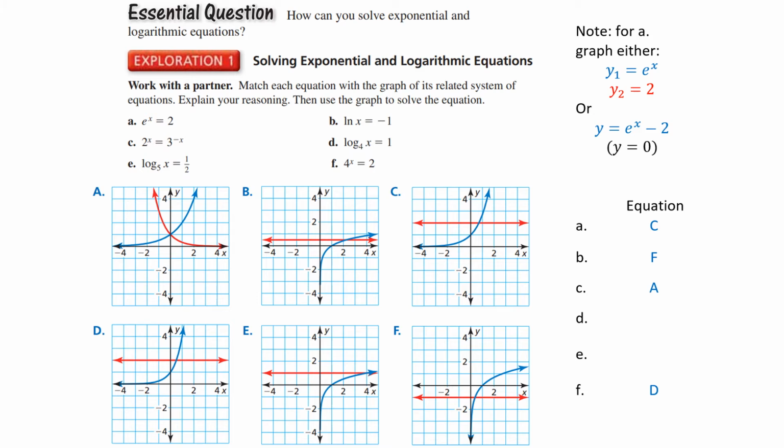Take a look at equation D, the log base 4 of x equals 1. Which of our functions has a line of y equals 1? That looks like E. And then finally, equation E, log base 5 of x equals 1/2. Which has that line y equals 1/2?